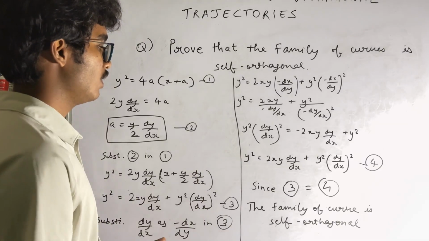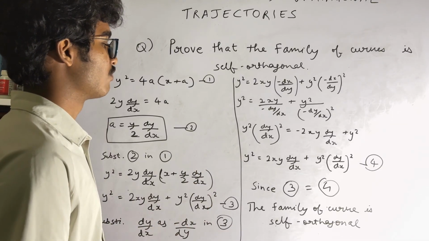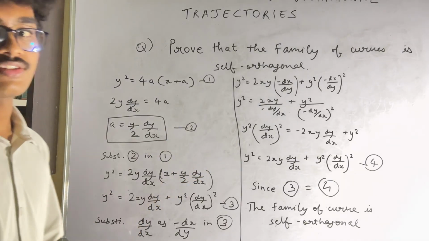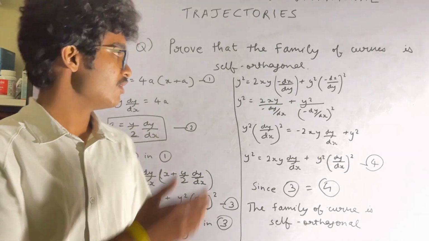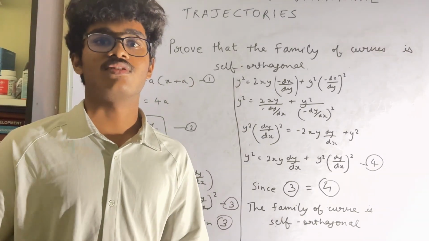y square is equal to 2xy into dy by dx plus y square into dy by dx the whole square. Here we see that equation 3 and equation 4 are similar. This proves that the given family of curves y square is equal to 4a into x plus a is self-orthogonal.